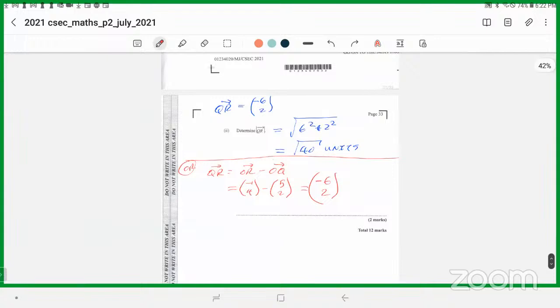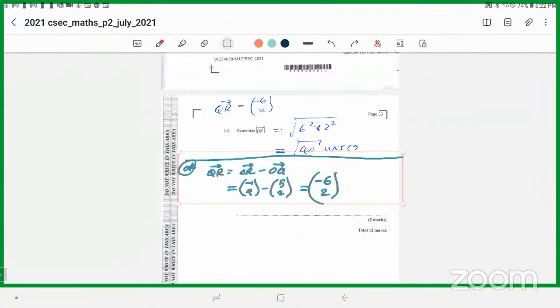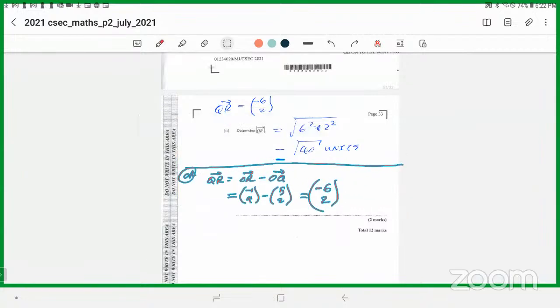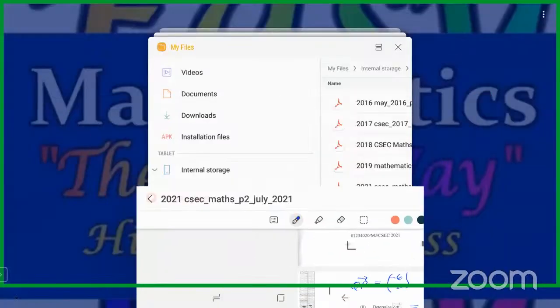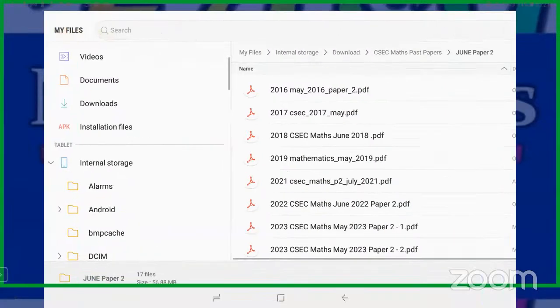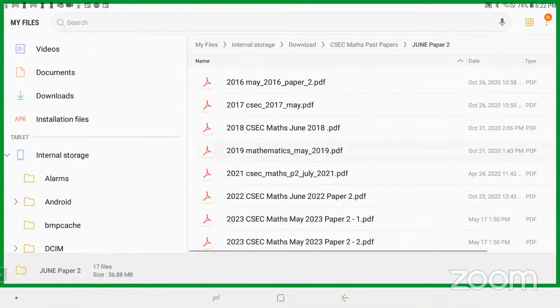Any questions on that? No, sir. All right, so that ends this one, which is 2021. You all know there was no exam in June 2020, so I want to jump to 2019.